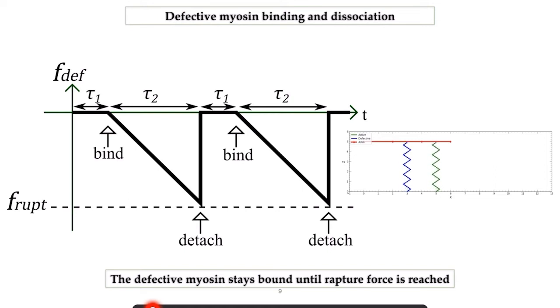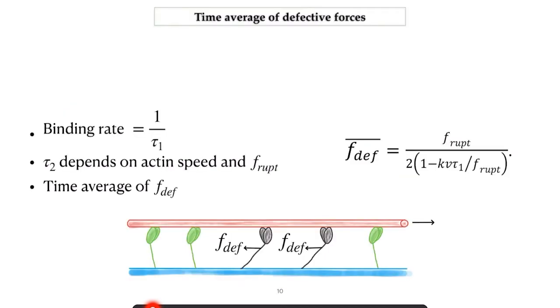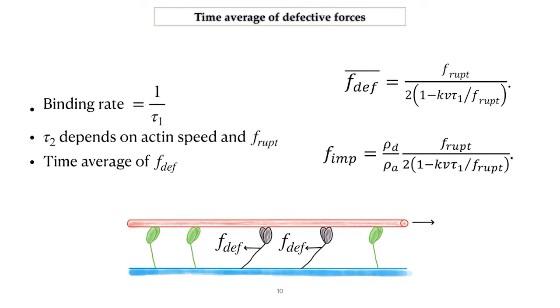In the animation on the right, the blue spring represents the defective myosin and the green one represents the active myosin. The higher the speed of the actin filament, the shorter the time tau 2 is going to be. For simplicity, spontaneous dissociation of defective myosin from the actin filament was neglected.